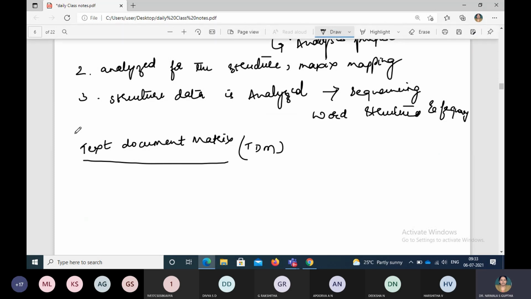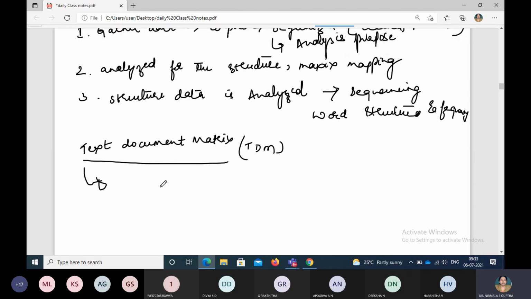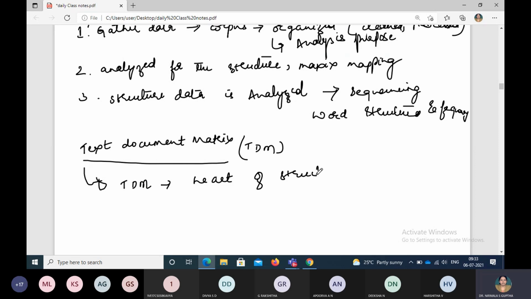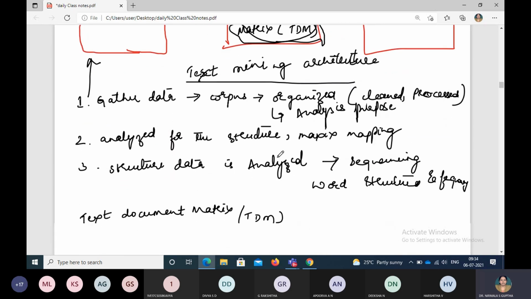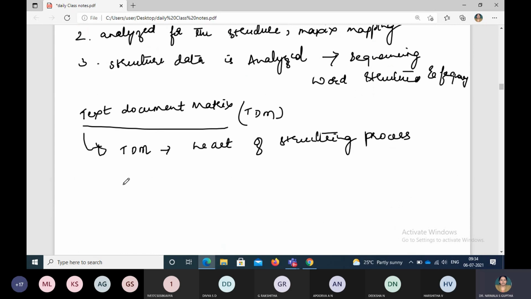Similarly, I'm just correlating and making you understand by giving the example of the computer. So what is the heart of the structuring process? Your TDM. The text document matrix is the heart of your structuring process. That is our second phase, what we have just gone through here. So TDM is the heart of the structuring process, or the second step in the mining architecture.